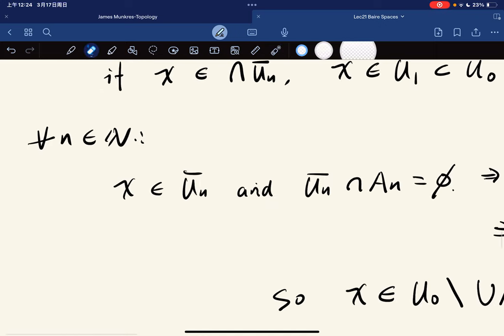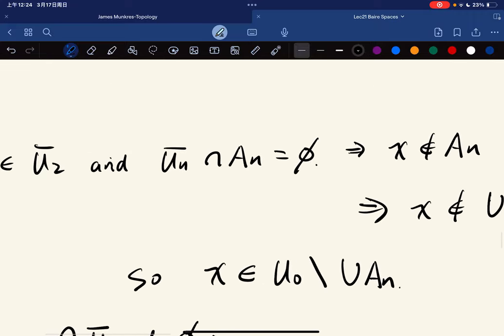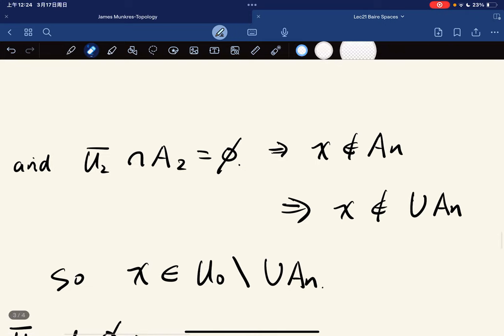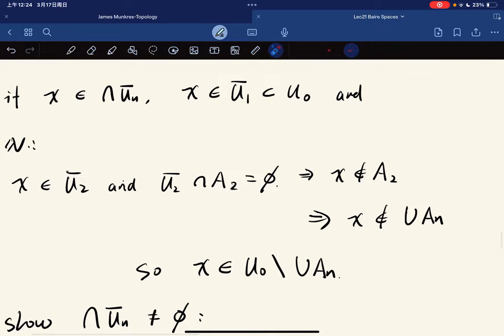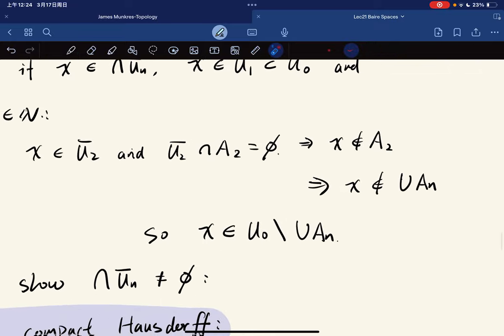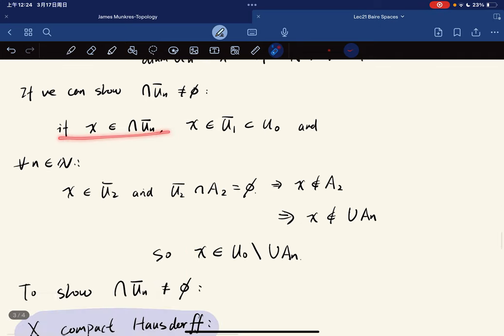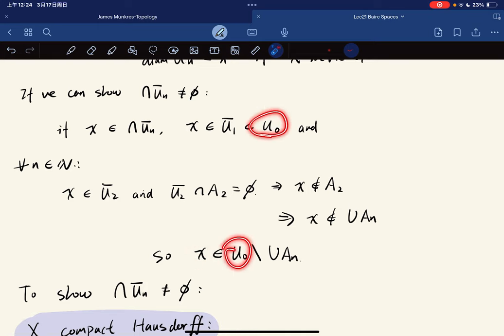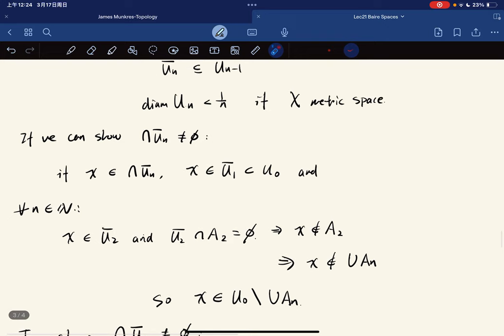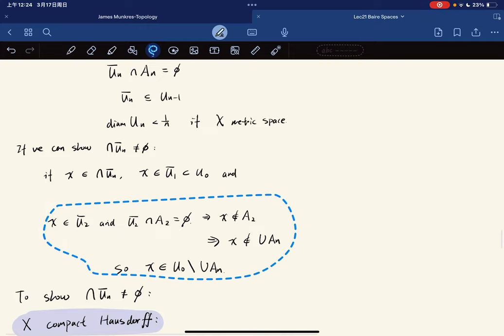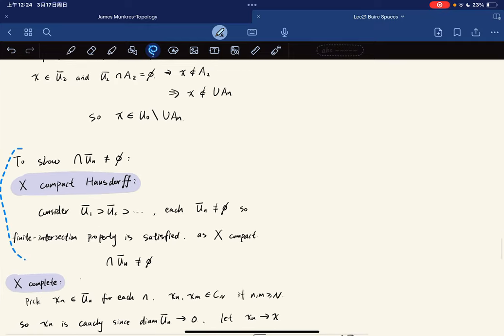We could just say, like, x is in U_2, and U_2 intersect A_2 is empty, so x is not in A_2, right? So x is not in the union of A_n, right? So we have found a point x, and that is in U_0 but not in the union, so we're done. So we only need to show this. I could just erase this, right? We only need this. This is the only thing you need.